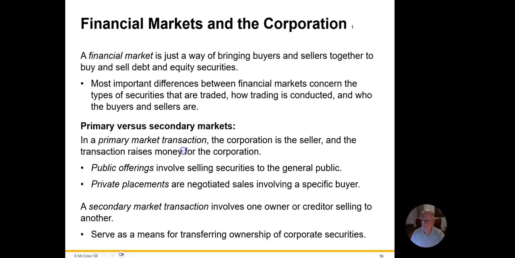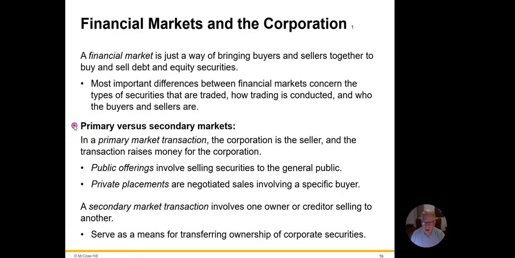Next, we talk about the financial markets and the corporation. So, a financial market is just a way of bringing buyers and sellers together to buy and sell debt and equity securities. So, the most important differences between financial markets concerns the type of securities that are traded, how the trading is conducted, and who the buyers and sellers are. As this chapter is a little definitional, you'll want to know these definitions for sure.